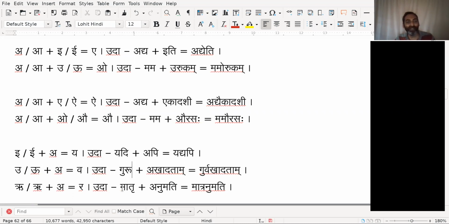So rikara plus akara, it becomes matri plus anumati. Okay, so matranumati. Takara, refa, then akara, then numati. Matranumati.